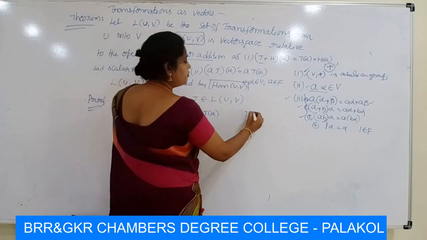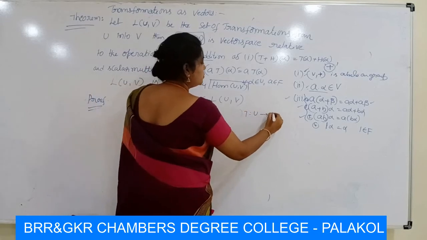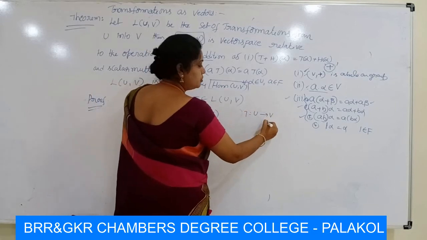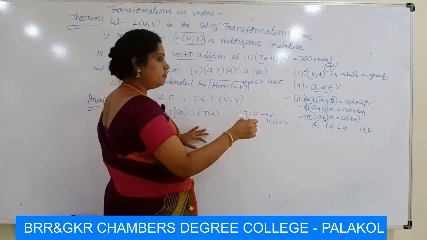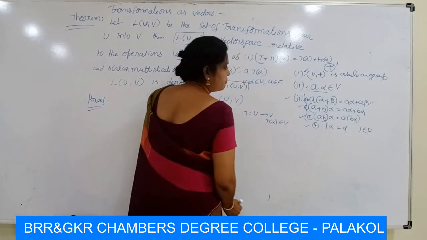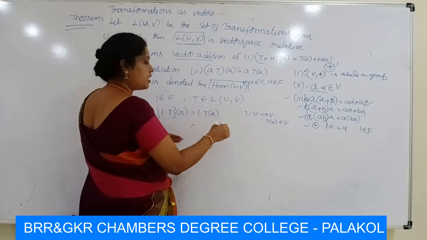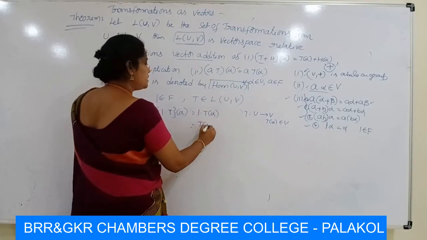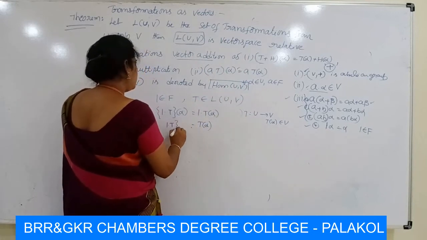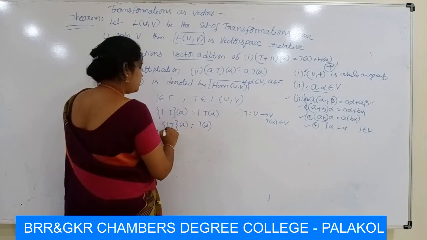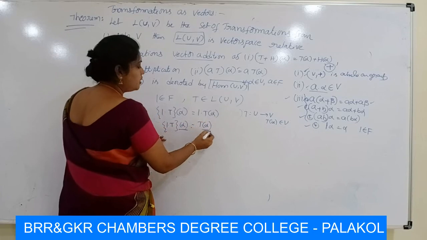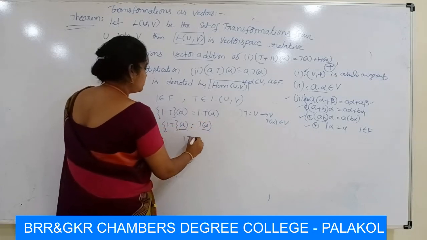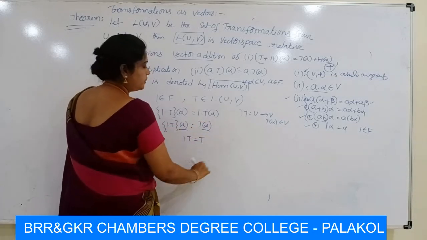Here T is a mapping from U to V, so T of alpha belongs to V. V is a vector space, so in V the fourth property is satisfied. So 1 into alpha can be written as alpha, and 1 into T of alpha can be written as T of alpha. So 1 into T of alpha is equal to T of alpha. So alpha is the same. Therefore 1 into T is equal to T.